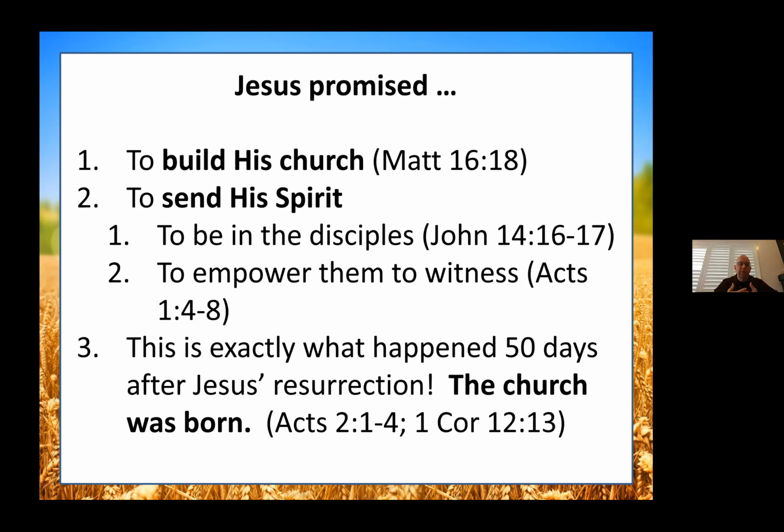Combining these two promises, we see the birth of the church, the fulfillment of these two promises in Acts chapter 2. Exactly 50 days after Jesus' resurrection, the church was born. The church was born, and the Spirit of God was sent. Let's turn to Acts chapter 2. If you're still in the book of Acts, turn back to chapter 2. And I'd like to read the first four verses of chapter 2.